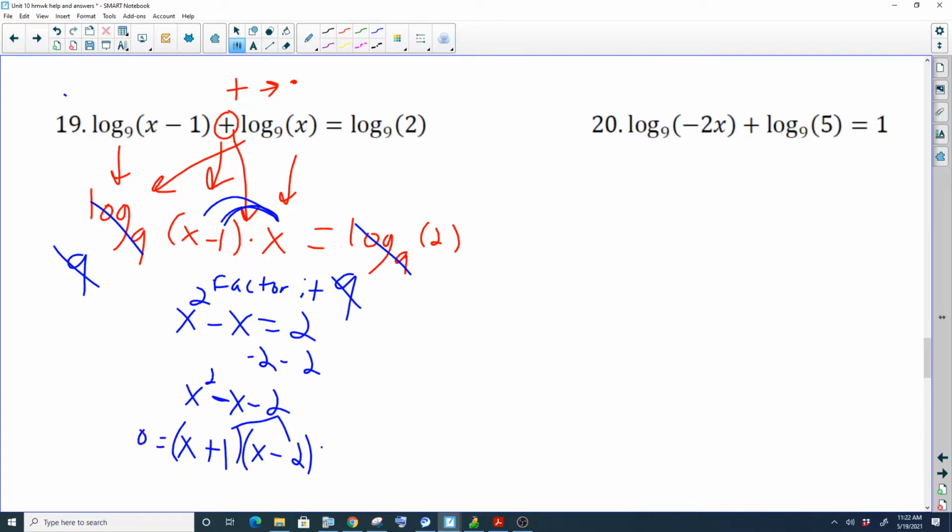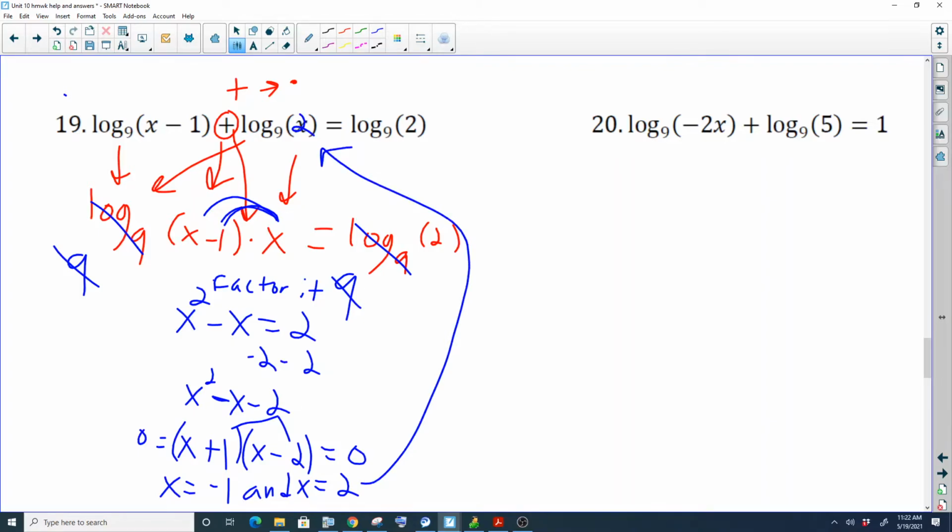When we set them each equal to 0, we're going to get x equals negative 1, and we're going to get x equals the opposite sign of positive 2. Now I'm feeling good about that positive 2, because when you plug it back in, you are going to get a positive number. So that'll be good. You plug a 2 in here, and 2 minus 1 is 1, which is good. And 1 plus 2 is 1 times 2, which is 2. So that works. Nice.